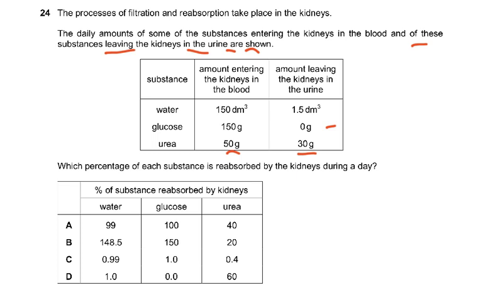So 150 to 1.5, it is water. Glucose 150, all of it is reabsorbed. Now the answer is A, but why is the answer A? Because 99% of the water is reabsorbed. Glucose 100% is reabsorbed because it's 150 here and 0 here. So 100% glucose, that was the quickest way to find out the answer. And urea, 50 gram was entering the kidney and 30 gram is leaving it in the urine. So 20 gram is still inside. So that is how we had to figure this out. Selective reabsorption and ultrafiltration.